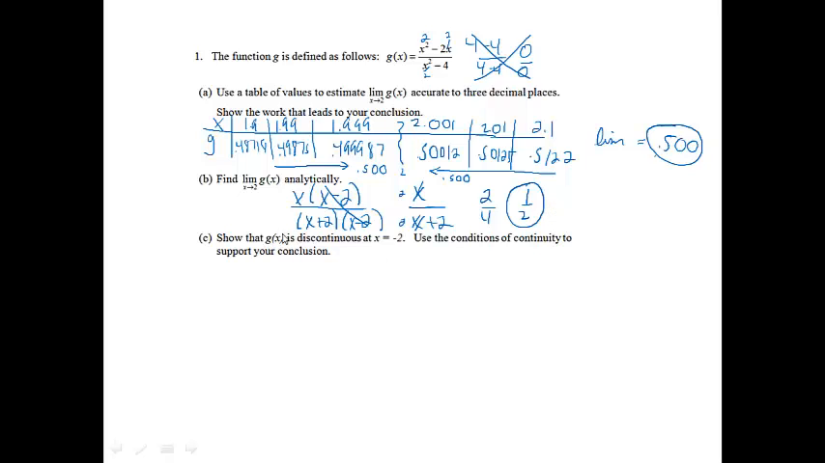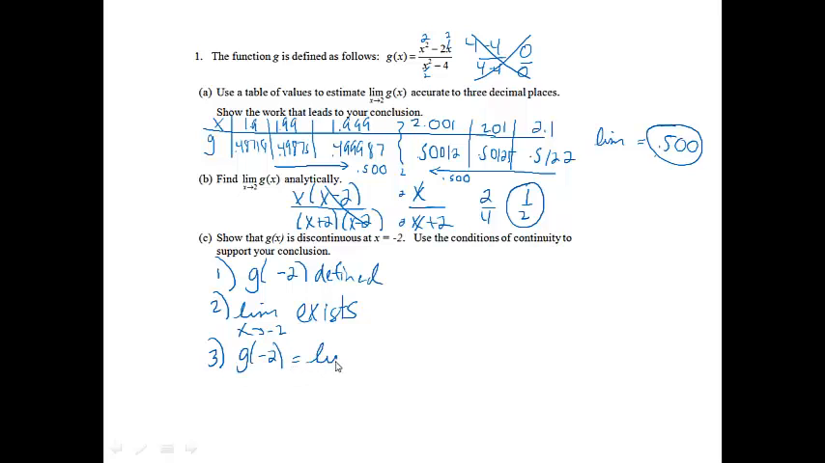All right, next, showing that g of x is discontinuous at x equals -2, and it says to use the conditions of continuity to support your conclusion. There are 3 conditions for continuity. Number 1 would be that g of -2 is defined. Number 2 would be that the limit as x approaches -2 exists. And then the third condition would be that g of -2 is equal to that limit. All right, and if we want to show something is discontinuous, we only need to show one of them.